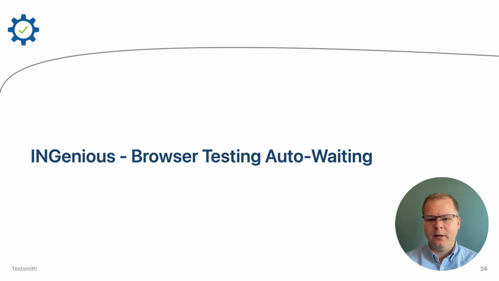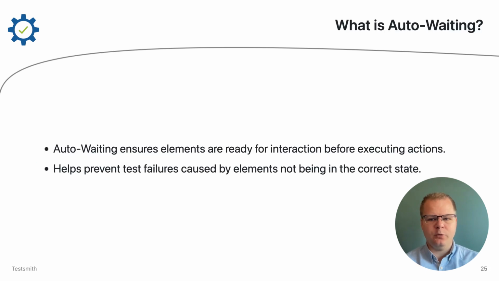Welcome. In this video, we'll explore the powerful auto-weighting feature in INGenious Studio, which leverages Playwright's smart actionability checks to ensure browser tests are reliable and robust. One of the standout features of Playwright, and by extension INGenious Studio, is auto-weighting. But what exactly is auto-weighting?